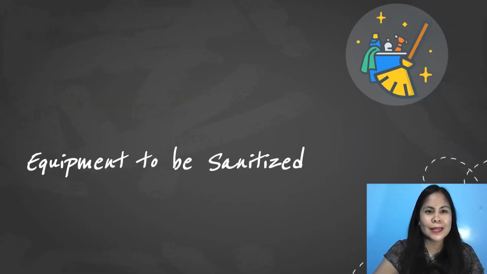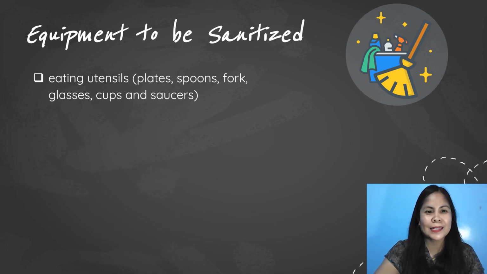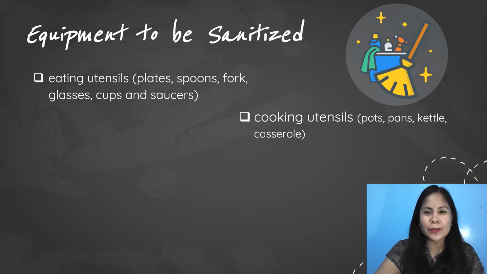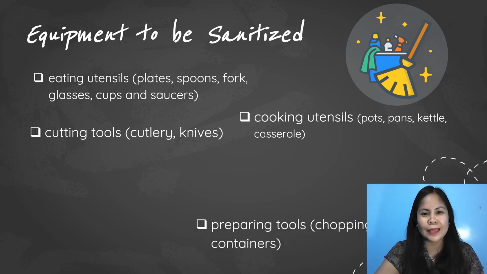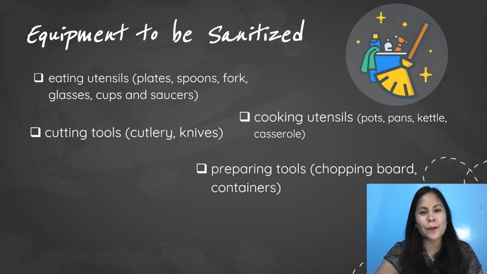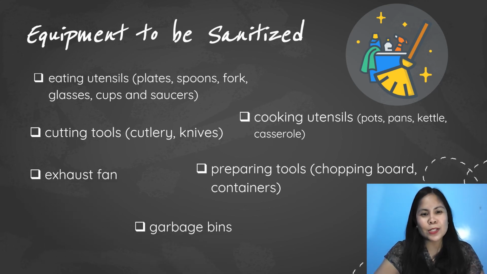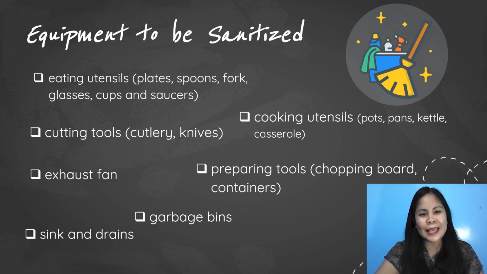And now, giving you the different tools and equipment to be sanitized. We have eating utensils that include plates, spoons, forks, glasses, cups, and saucers. For cooking utensils, we have pots, pans, kettle, and casserole. For cutting tools, that includes cutlery and knives. Preparing tools like chopping board or containers. Exhaust fan, garbage bins, sinks and drains, as well as refrigerator. So these are the different tools and equipment that need to be sanitized.